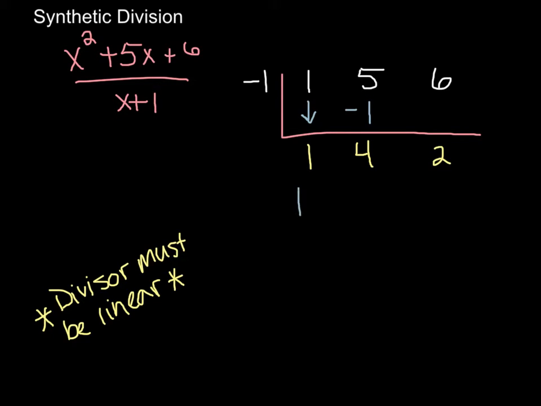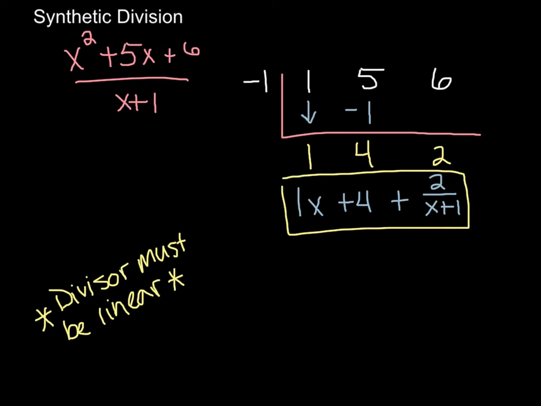So we got 1x, a +4, and our remainder is 2. And remember how to write our remainders. We got a remainder over the divisor. And that's our answer. So x squared plus 5x plus 6 divided by x plus 1 is equal to x plus 4 plus 2 over x plus 1.